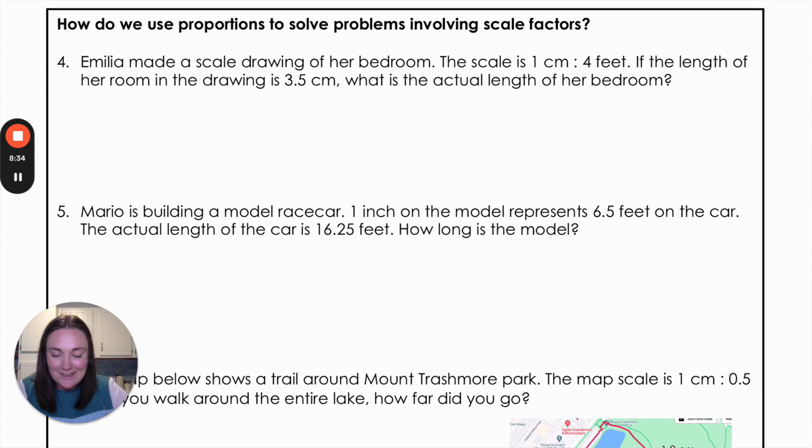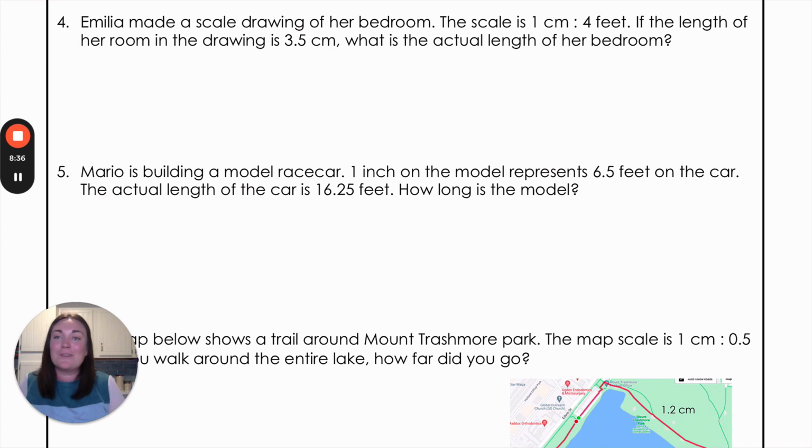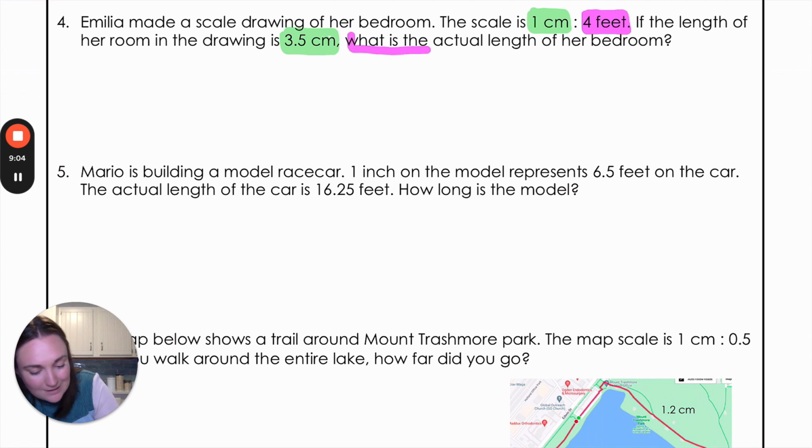Let's take a look at some scale drawing problems. So, starting with number 4. Amelia made a scale drawing of her bedroom. The scale is 1 centimeter to 4 feet. If the length of her room in the drawing is 3.5 centimeters, what is the actual length of her bedroom? So, first things first, we're always going to highlight those numbers and labels. So I've got 1 centimeter and 3.5 centimeters. I've got 4 feet. And what is the actual length, right? That's going to be in feet as we get going.